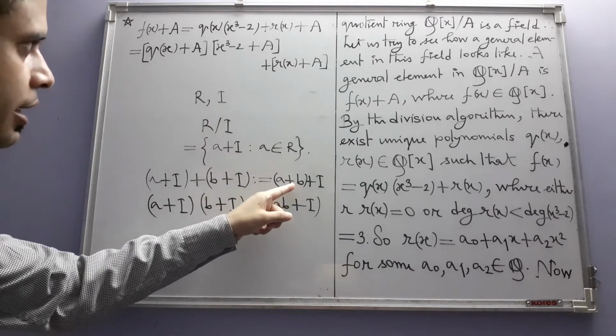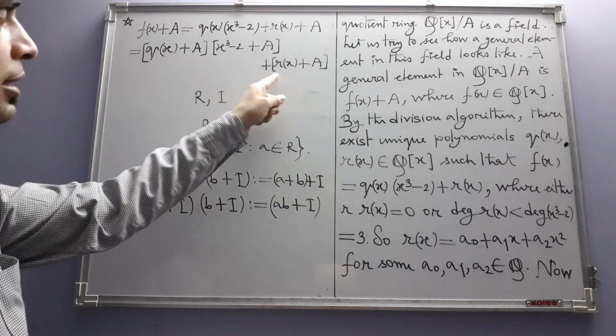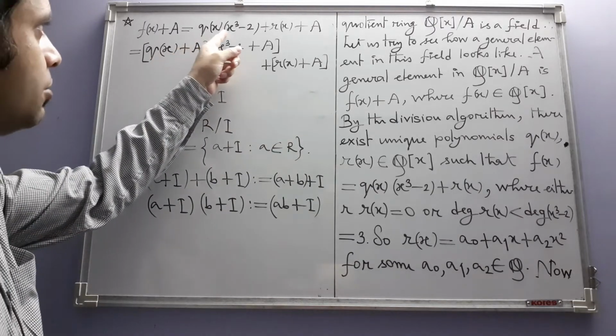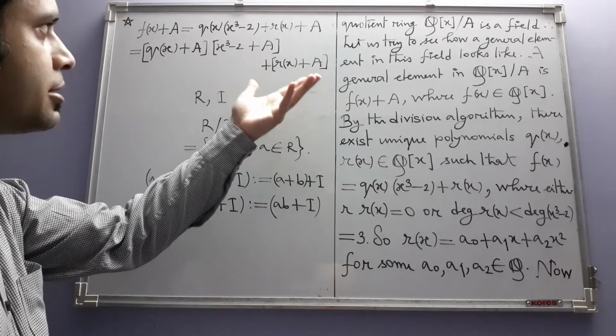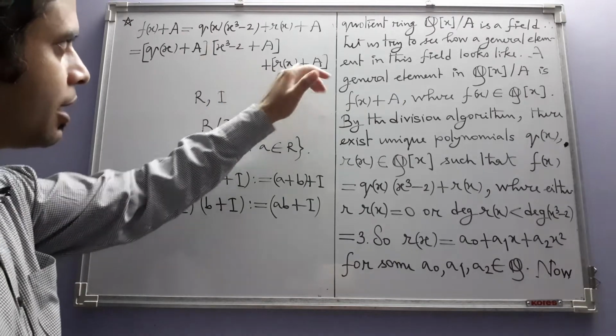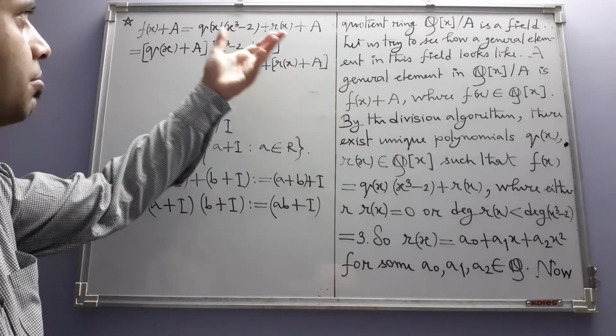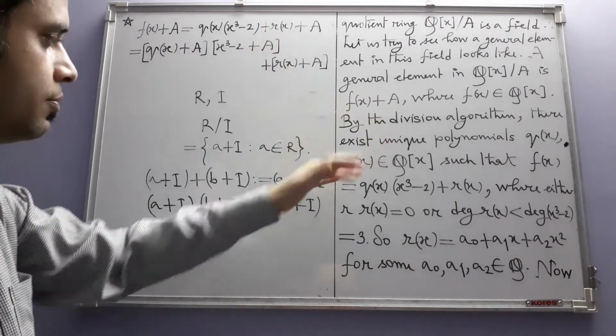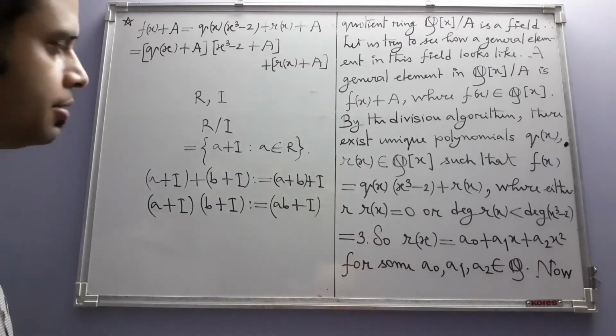In place of a and b, now we have polynomials as elements. So if you multiply these two, it will be q(x) times (x cube minus 2) plus A, plus r(x) plus A. So that plus gives us this plus A, just like a plus b plus I.